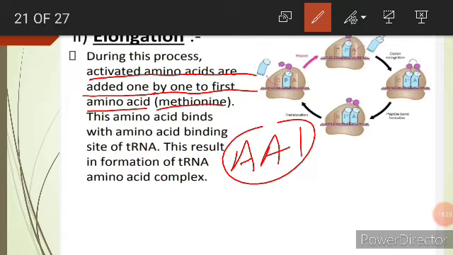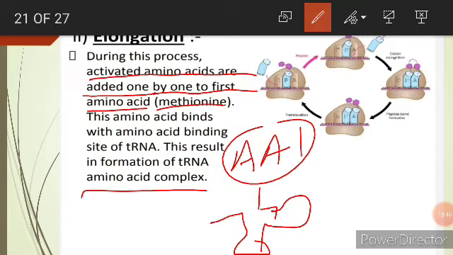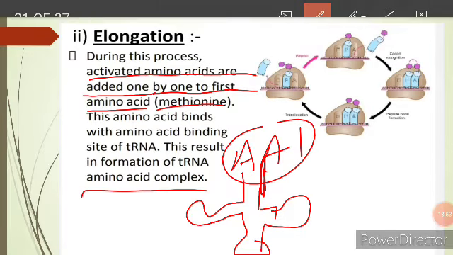Now this amino acid binds with the amino acid binding site of tRNA, and this results in the formation of the tRNA amino acid complex. Suppose this is the tRNA, and when the amino acid is attached with the tRNA, it forms the amino acid tRNA complex. So on this side it is going to attach.